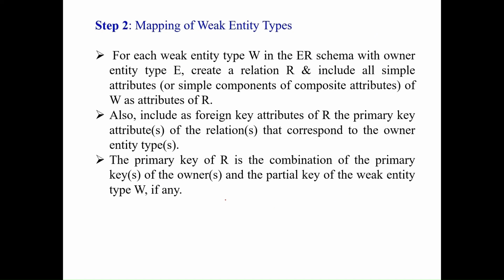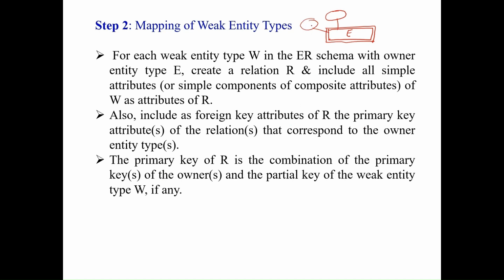Second rule is mapping of weak entity type. So identify all the weak entities in your ER diagram. We know how it is represented with the help of a double diamond. If a weak entity is present in the ER diagram, then consider that entity E. We know that in this entity diagram, the attributes are such that there is no primary key.